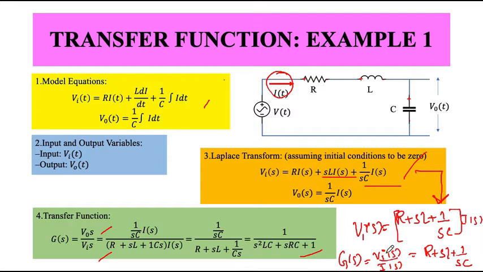Sorry, the ratio is output by input. So output is my IS and input is VIS. So it is 1 by R plus sL plus 1 by sC.